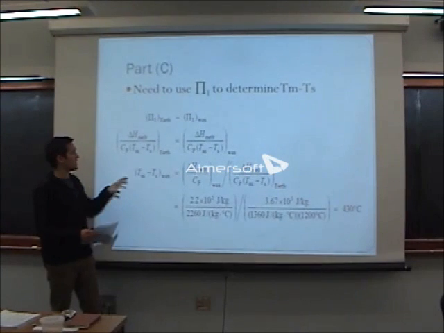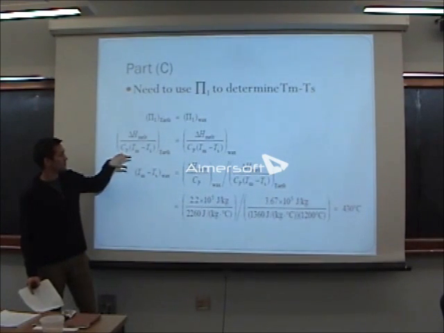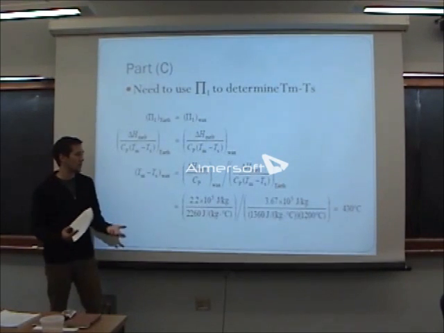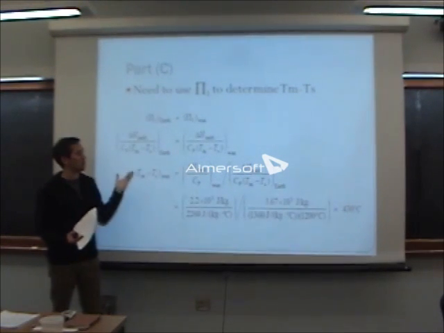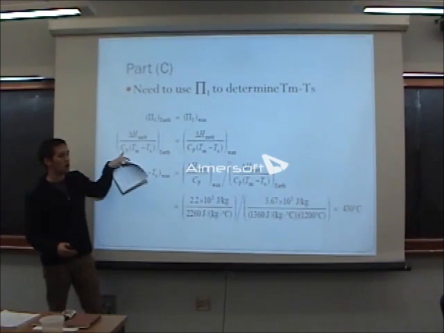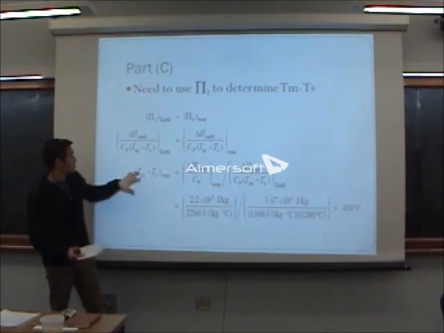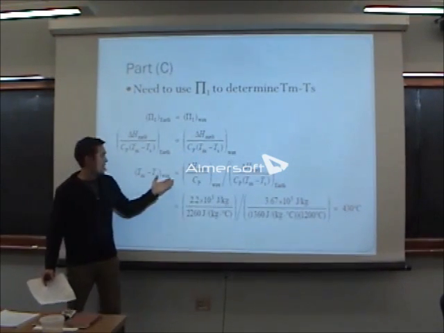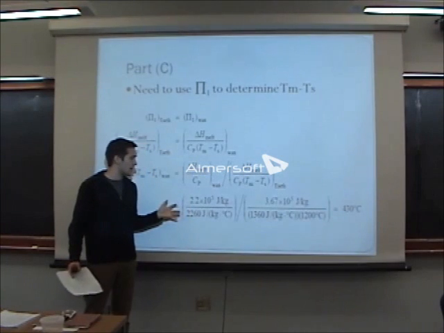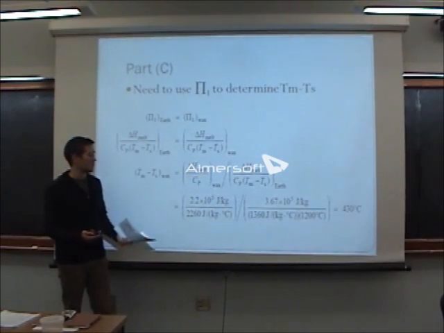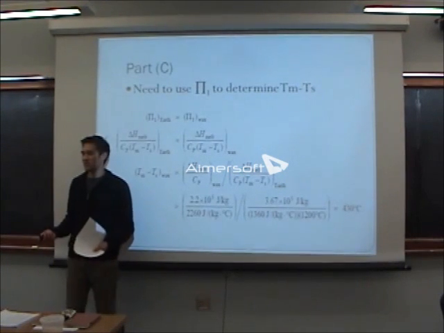model. They give you all the information, and you also know that the delta T that the professor uses is 50 degrees Celsius, but you want to see what Tm minus Ts is if we just solve exactly using all the parameters that we have. So you solve for Tm minus Ts for the wax model, you just plug them in, and you get 430 degrees Celsius.